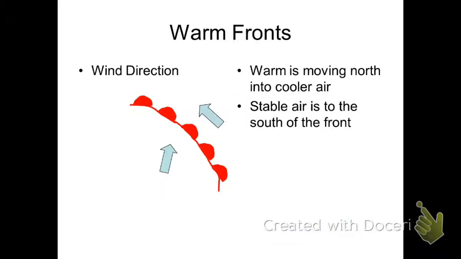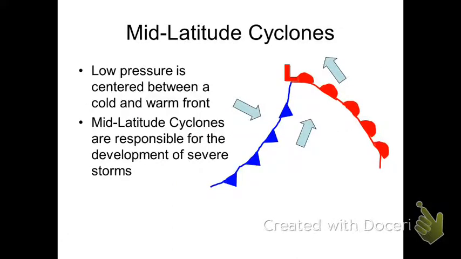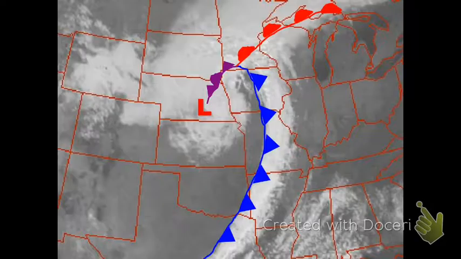So again, warm fronts, southerly winds behind a warm front. It's like what we had on Monday. Easterly winds, southeasterly winds, cold air ahead of the warm front. Both of these make up a mid-latitude cyclone. The low is situated between the cold and warm front, and this can develop severe weather.